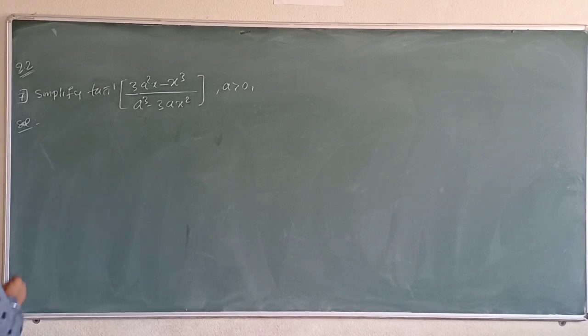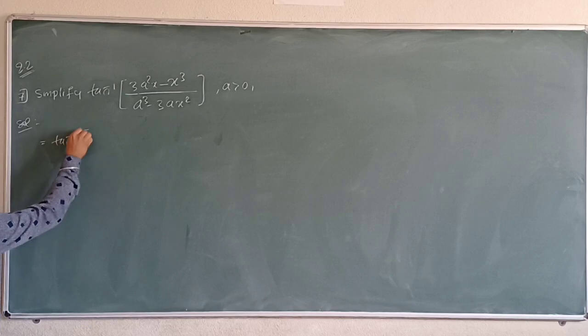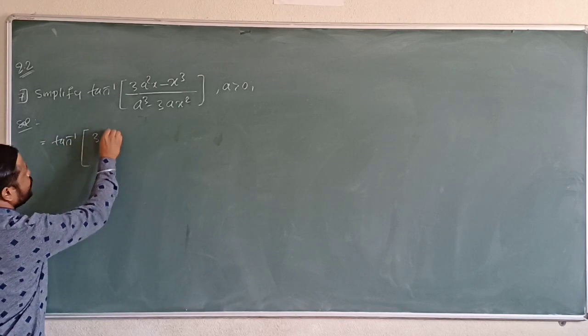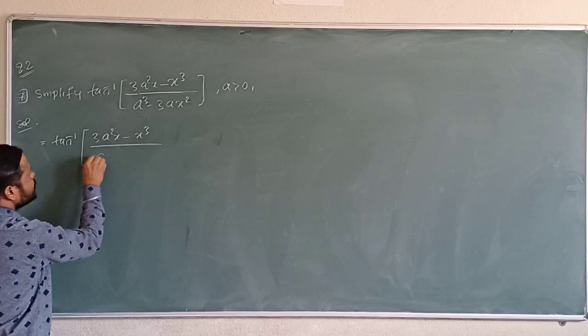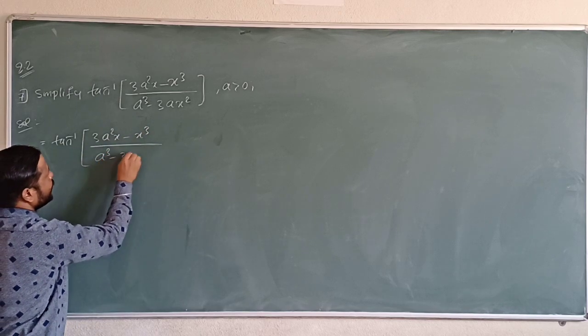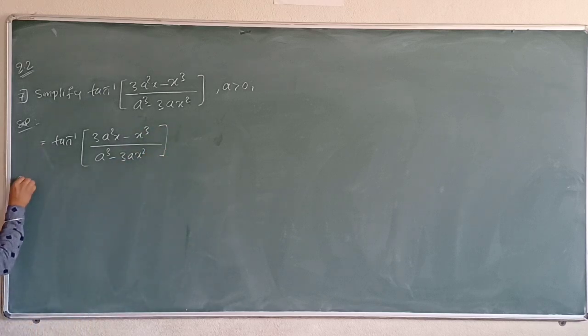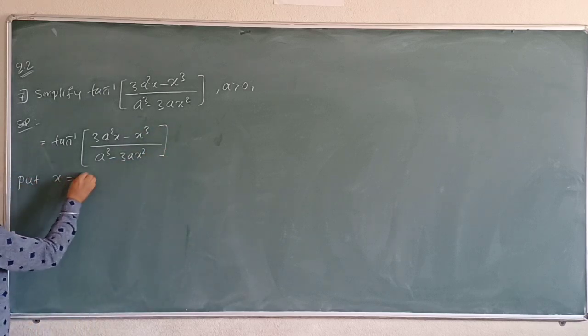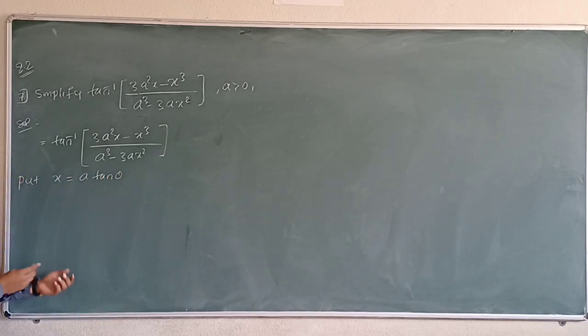Okay, that is question number 7. Simplify: tan inverse of 3a square x minus x cube divided by a cube minus 3a x square is the given question here. Right. Put x is equal to a tan theta. x is equal to a tan theta.